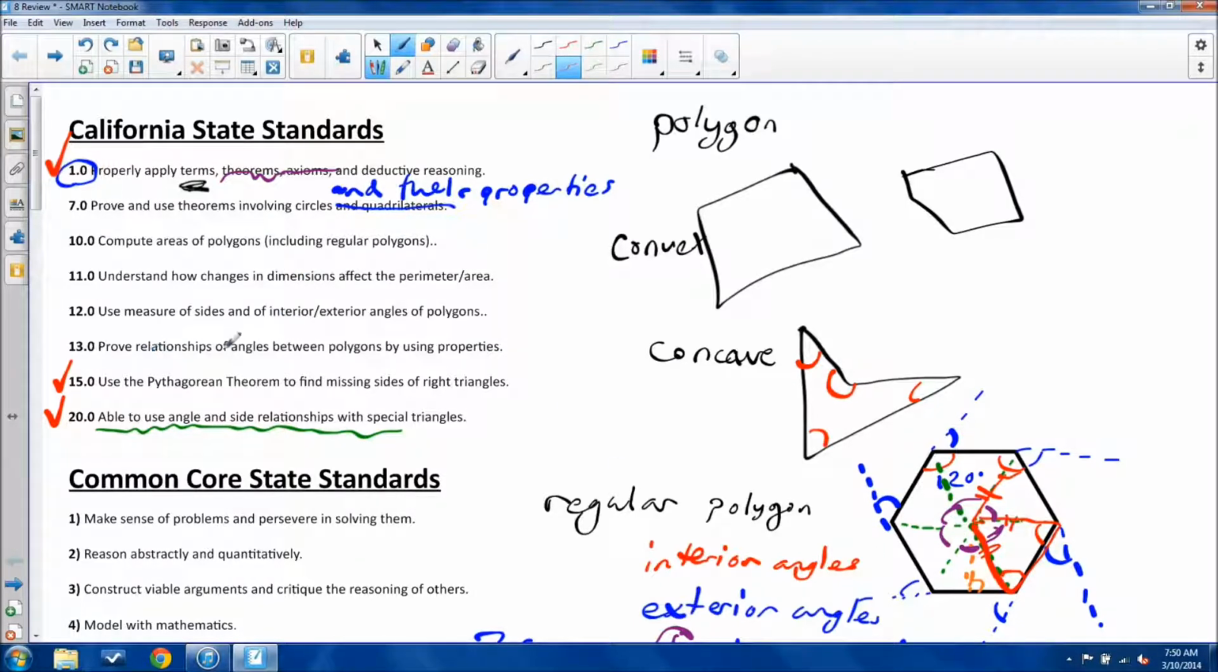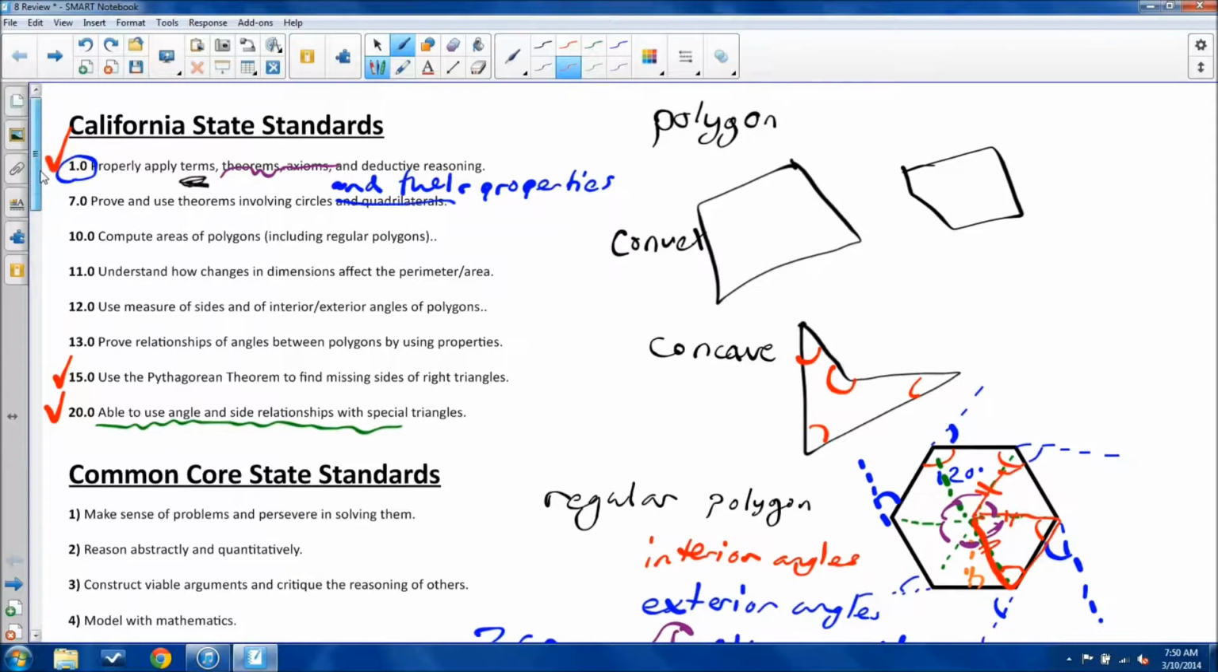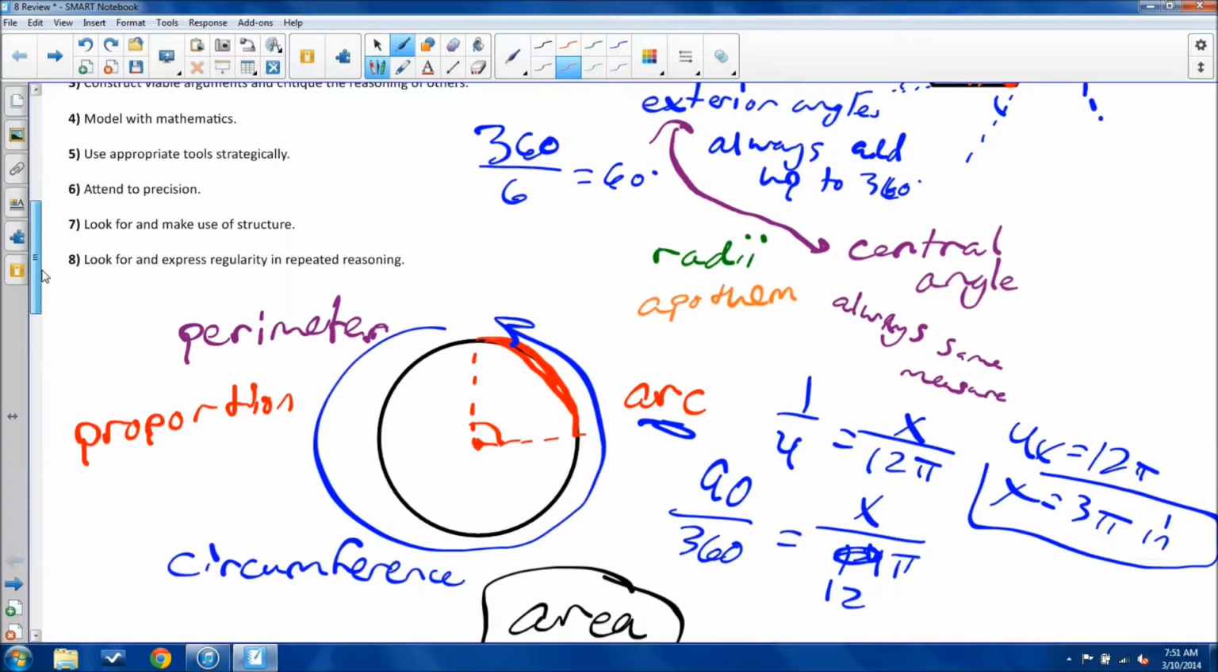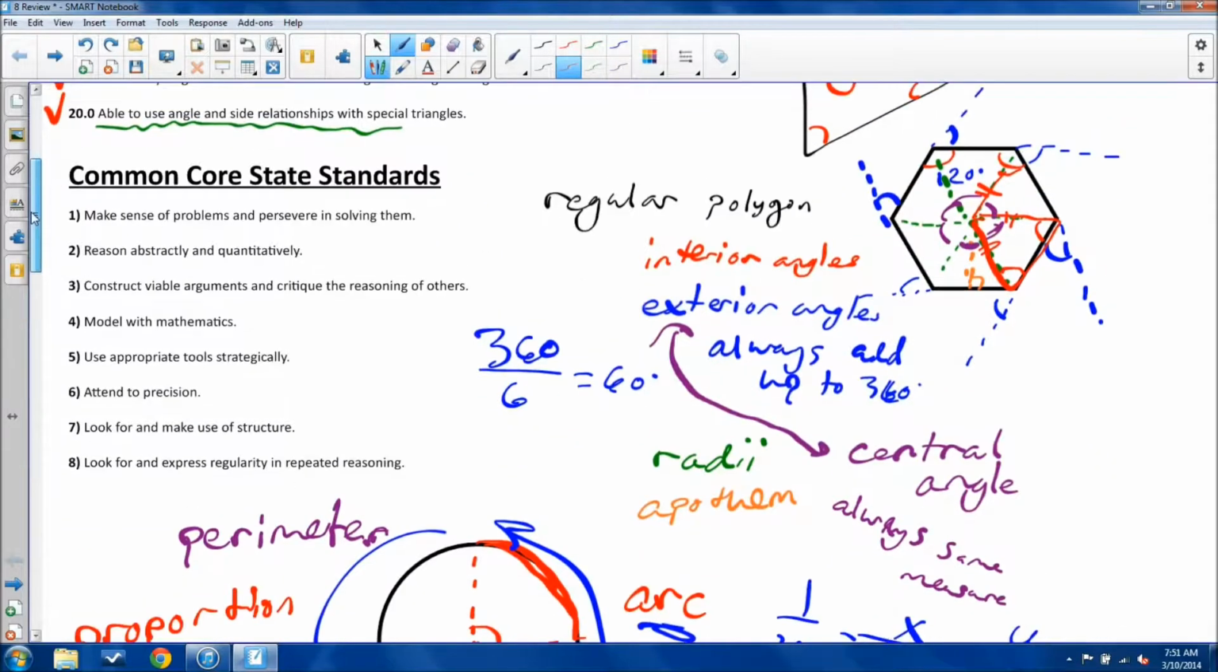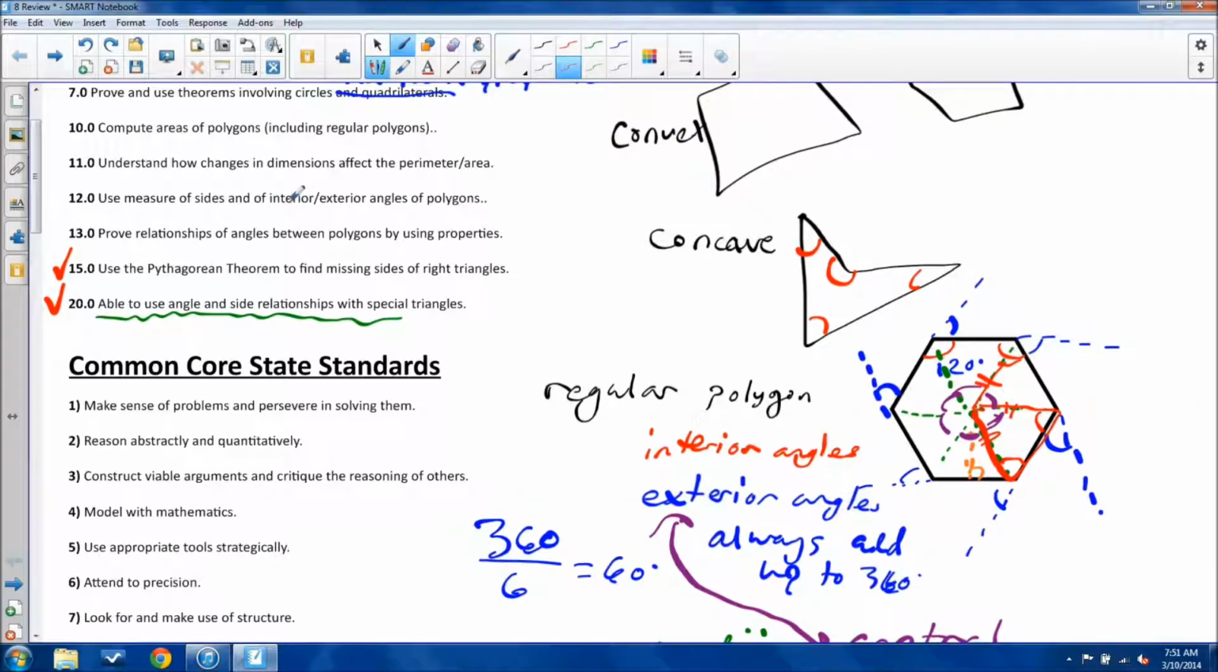Okay, prove relationships of angles between polygons by using properties. So I want to talk about that a little bit more. We're pretty close to making sure we have all of it. That was saying interior and exterior angles are supplementary. So when I said angle relationships, prove relationships of angles, we're talking about supplementary angles, complementary angles, okay?